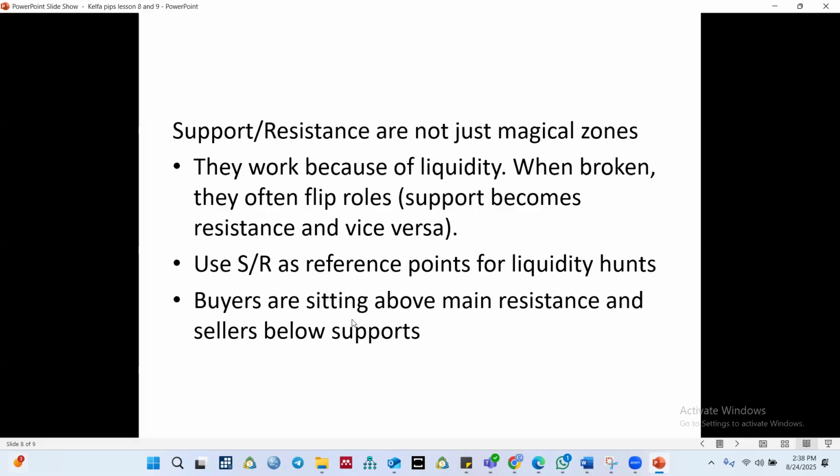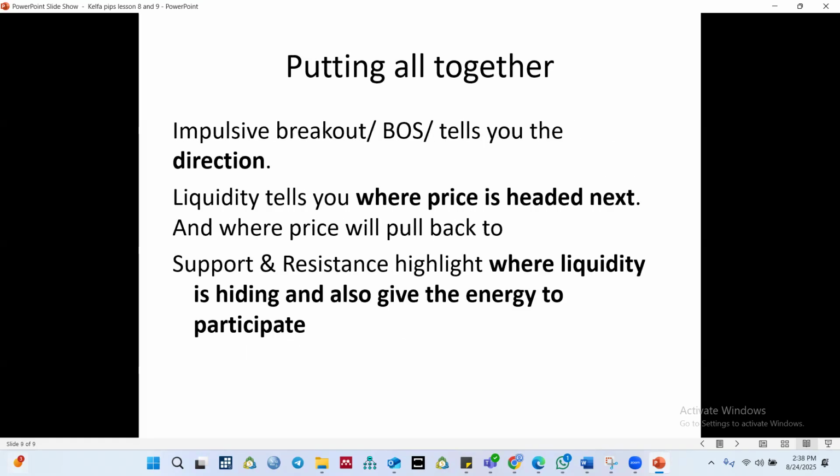Buyers are sitting above main resistance and sellers are below support. So let's now go to the chart and then we can identify main support and resistance zones.